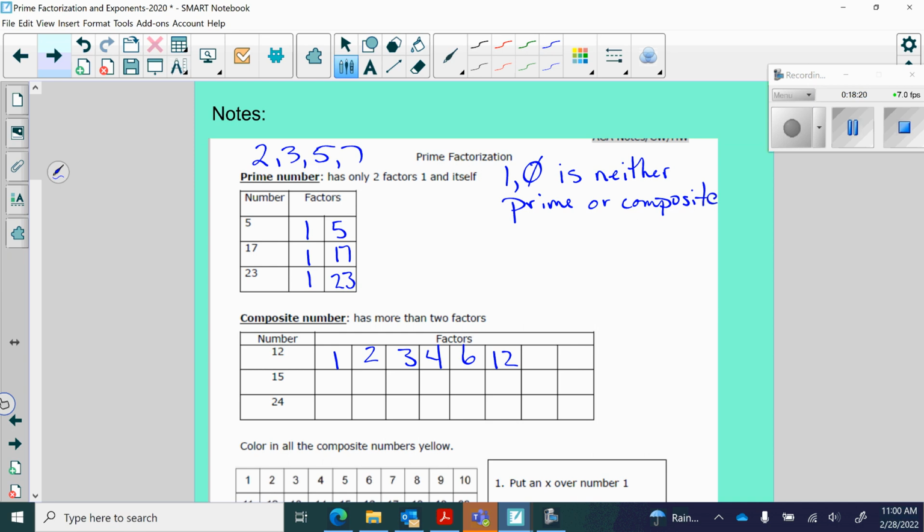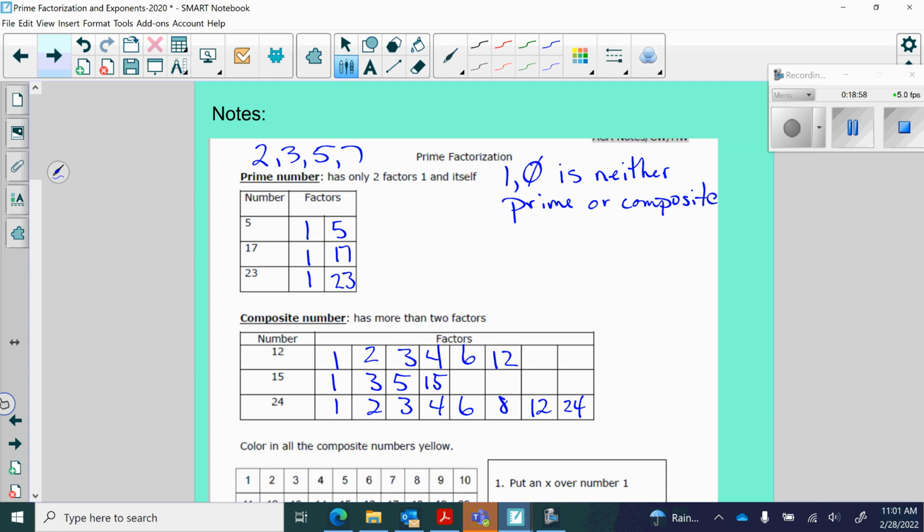Okay, what about 15? 1. Thank you. Someone listened to me. So we can do 1 and 15. Can I do 2? 3? 3 and 5. Any other ones on that one? No, that's it. What about 24? Good. 1 and 24. 2 and 12. What about 3? 3 and 8. And then 4, 6.